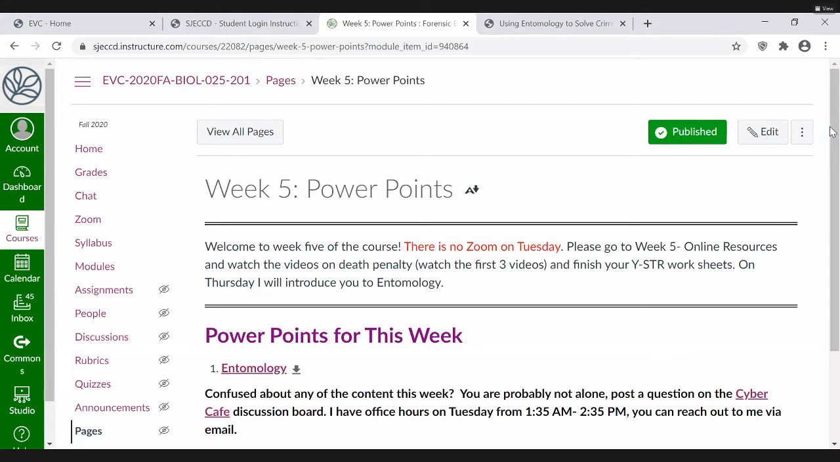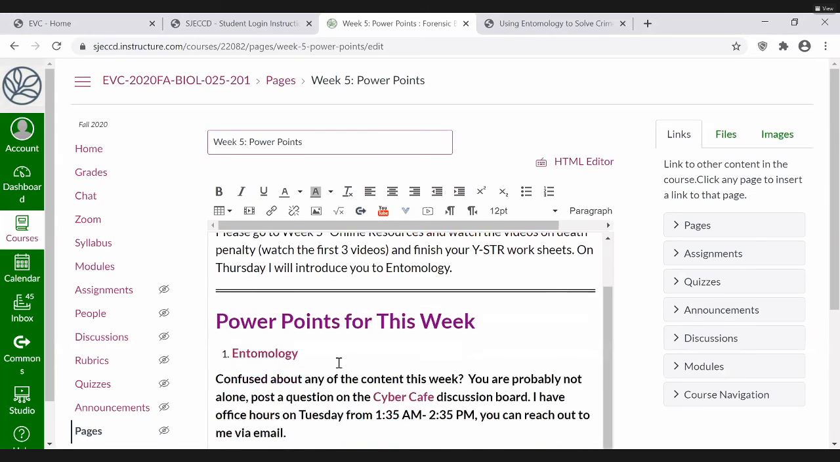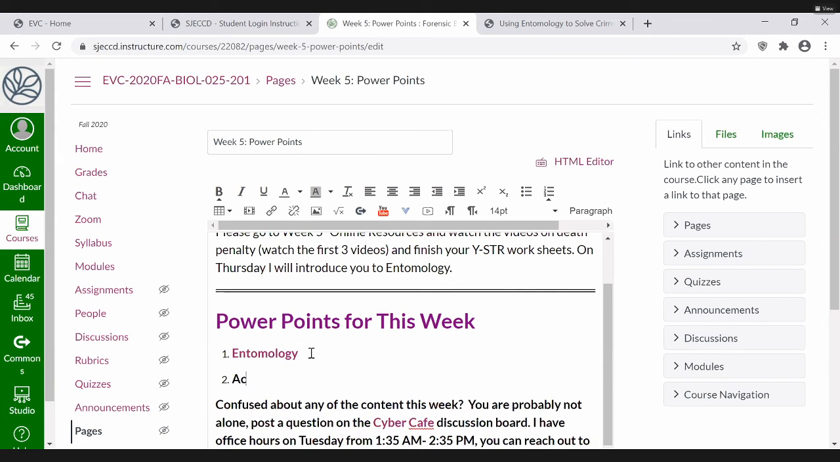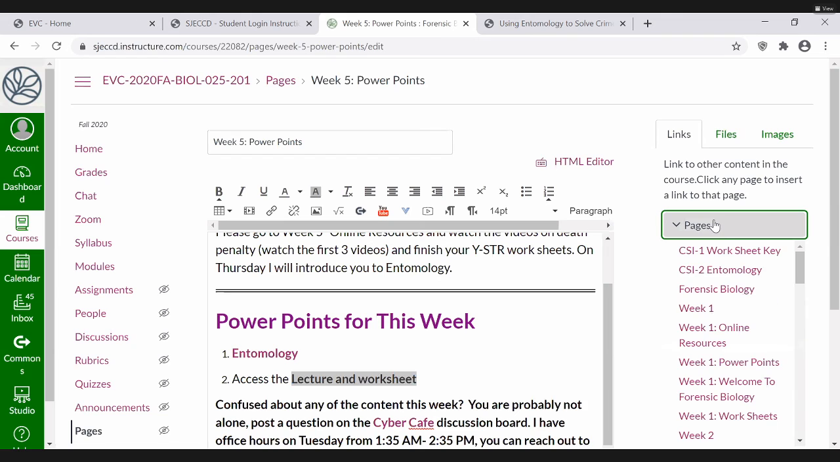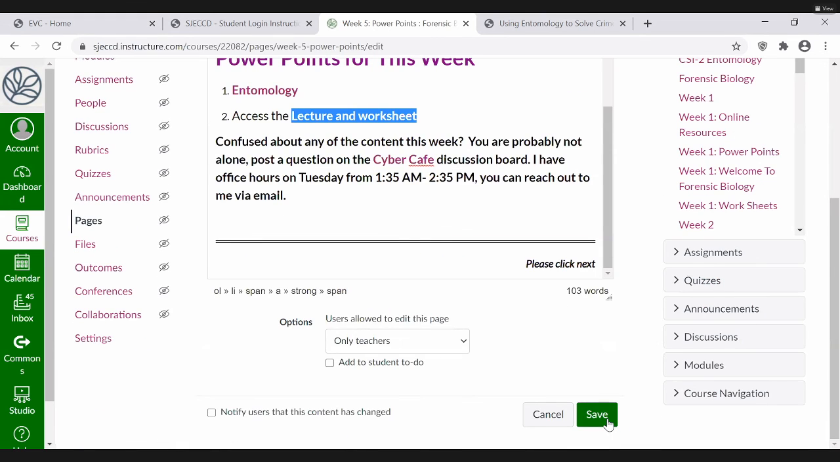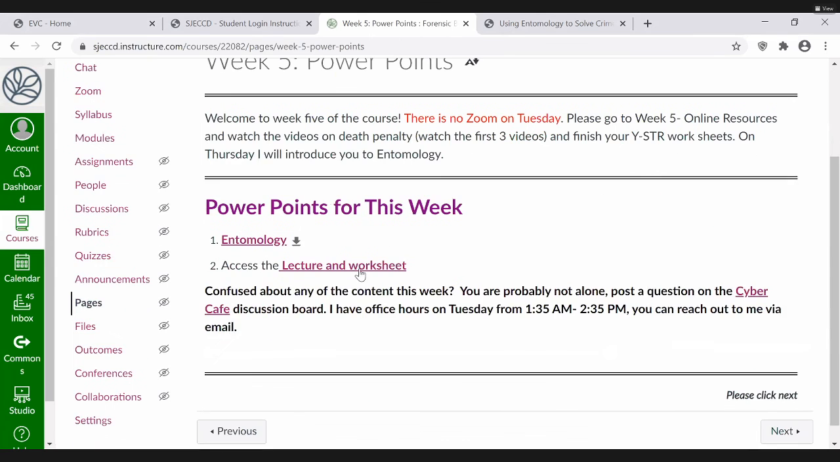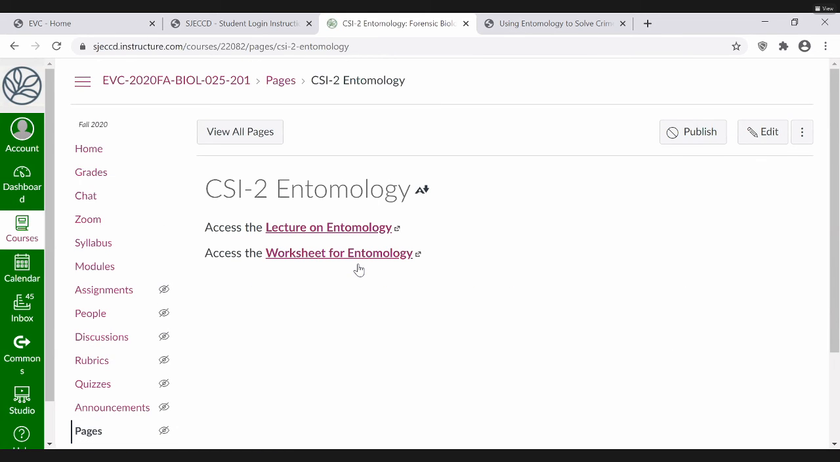Yes. Okay, so I'm going to go to edit on my end, and then I'm going to access the lecture and worksheet. Okay, and go to pages, I believe it is this one. Let's see, I'm going to save. Okay, can you guys see?